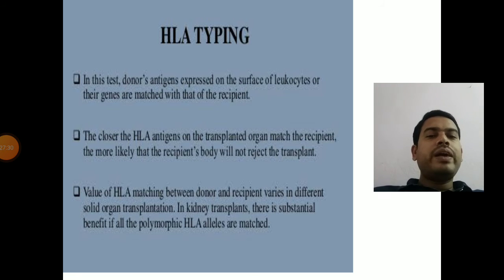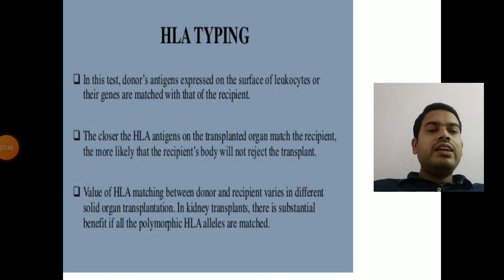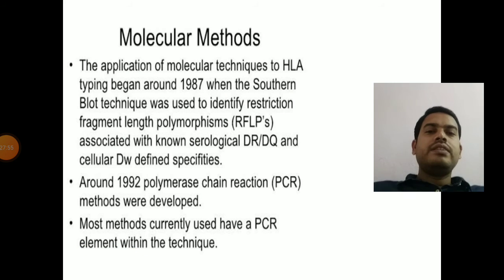The value of HLA matching between donor and recipient varies in different solid organ transplantation. In kidney transplant, it is of substantial benefit when all polymorphic HLA alleles are matched. So HLA matching plays an important role in kidney transplantation. If all of the HLA alleles are matched between donor and recipient, then it will be easy for the transplantation of kidneys.